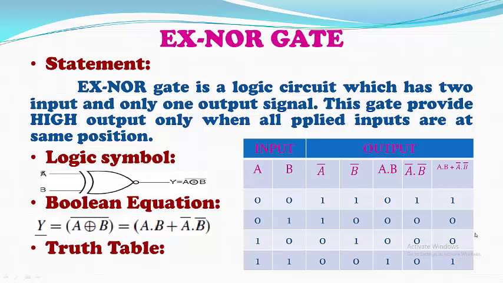This is the final values of this XNOR gate. Means this gate provides high output only when all applied inputs are at the same position. A and B should be 0 or should be 1, then we will get the high result.